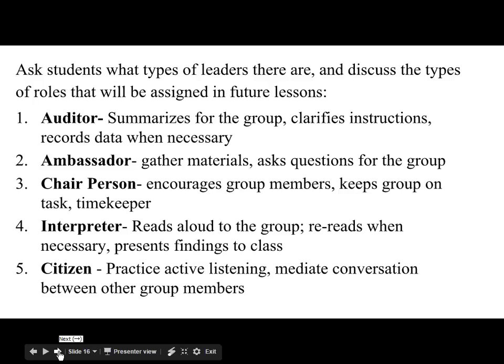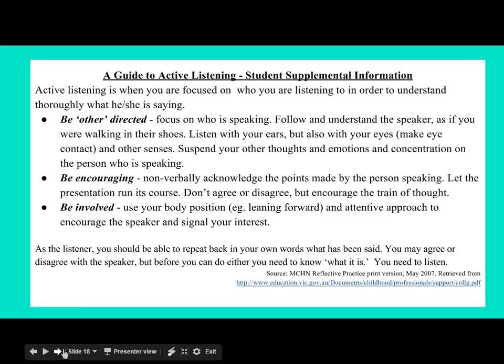So one more thing to tell you. Active listeners generally listen to Miss Inlo while she's talking, because anything else is disrespectful, probably facing the board. Focus on who's speaking. Listen with your ears, but also your eyes, making eye contact and giving them some verbal and physical response. Be encouraging, like a little head nod. Don't agree or disagree, but encourage them if they're in a train of thought trying to get something expressed. Use your body language, leaning forward, attentive. Those are some things you said to begin with, but there it is on the board.